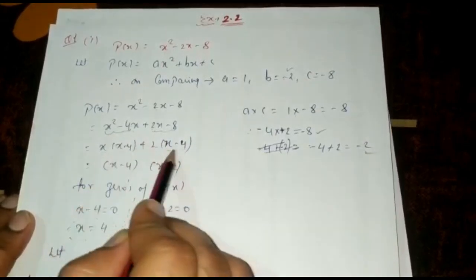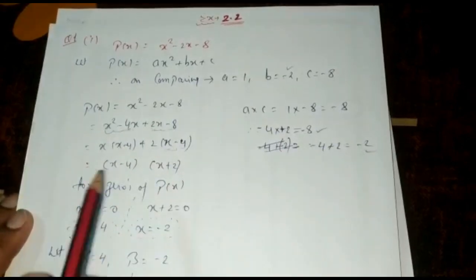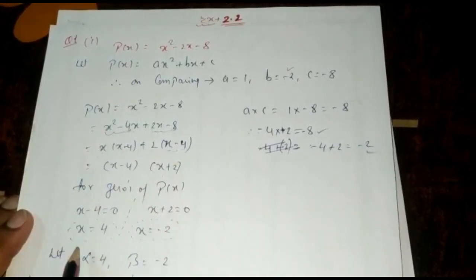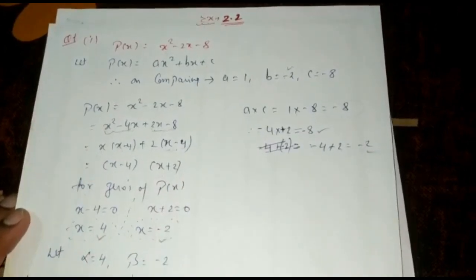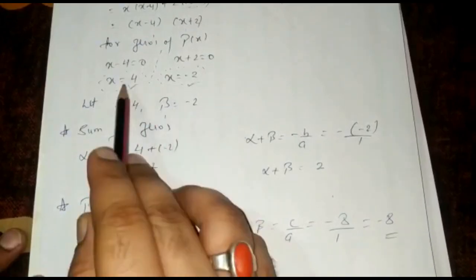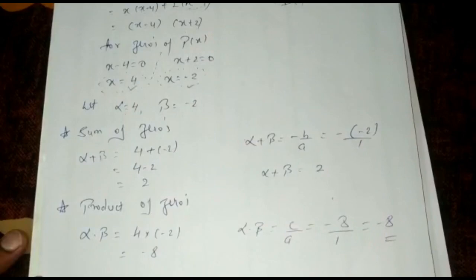X minus 4 is common from both the sections. So x minus 4 is common, and what will remain? X plus 2. For zeros of the polynomial, this term will be equal to 0 and this term also will be equal to 0. So x will be equal to 4 and x will be equal to minus 2. So here we are having alpha and beta, both the values of x. Alpha equal to 4 and beta equal to minus 2.